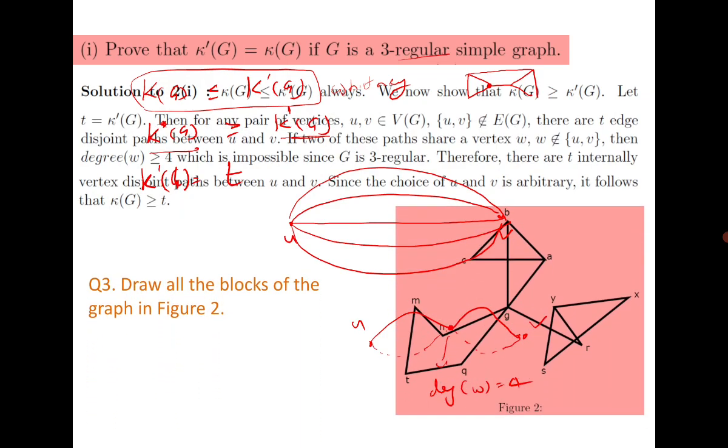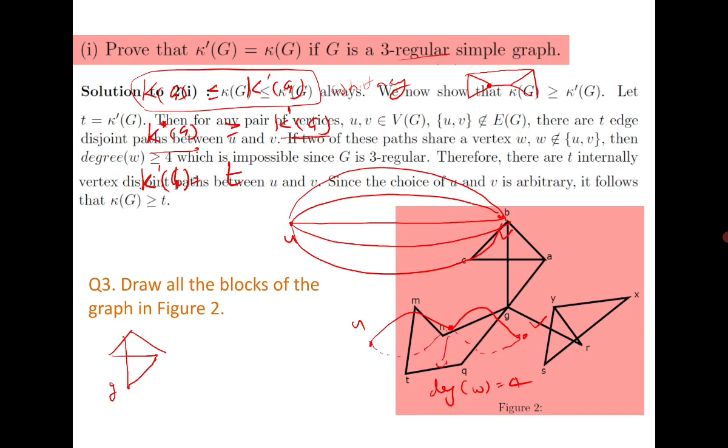The next question talks about the blocks. So blocks are the maximal connected subgraphs. We need to compute the number of blocks in the following graph. So the first one is this one. Then there is a cut vertex. So a block is a maximal connected subgraph having no cut vertices.